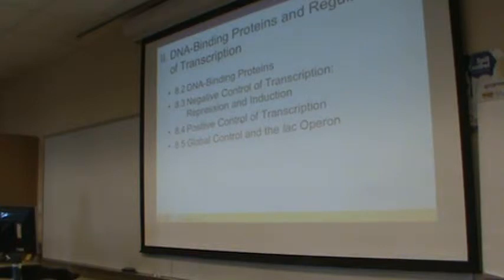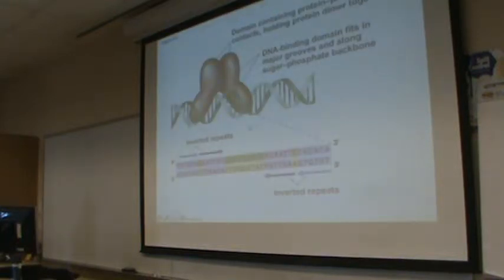Transcription regulation: you often need a DNA binding protein, and that often binds to the inverted repeat sequences. So I think last time we did an exercise on the board: how do we identify the inverted repeat?